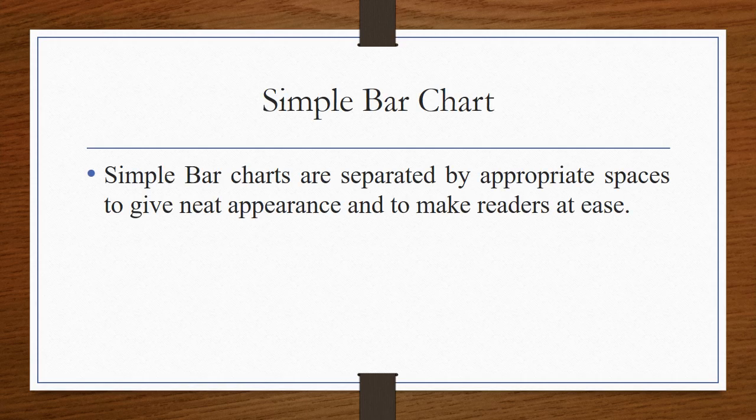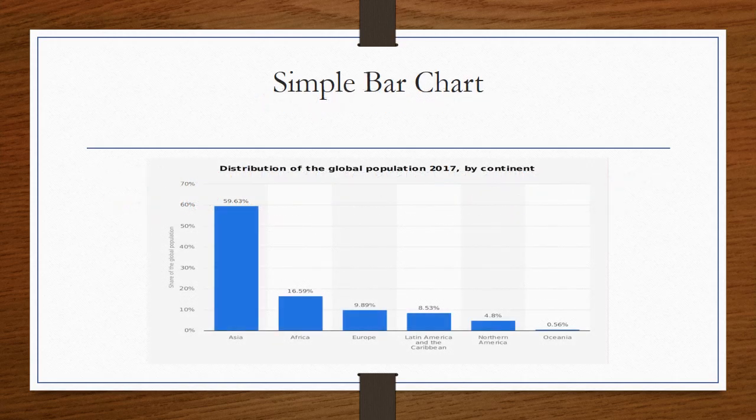What is a simple bar chart? In a simple bar chart, the bars are separated by appropriate spaces to give a neat appearance and to put readers at ease. Bar means a rectangular shape will be there. It will have the x-axis and y-axis also. Here the subtitle is also there: distribution of the global population 2017 by continent. Continent-wise we are giving the distribution of population.